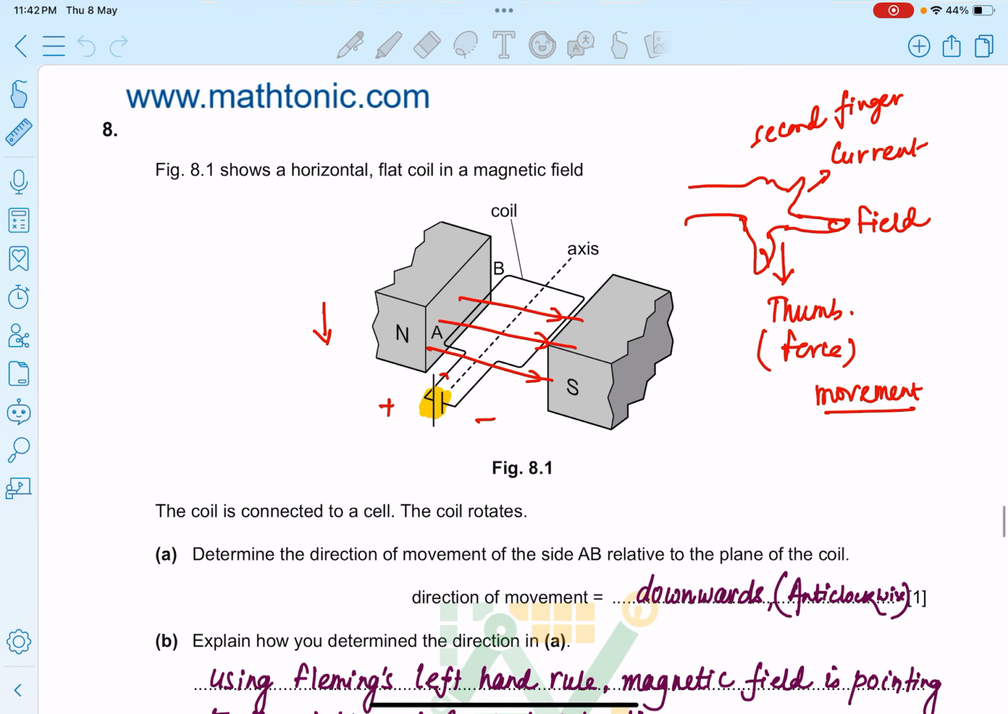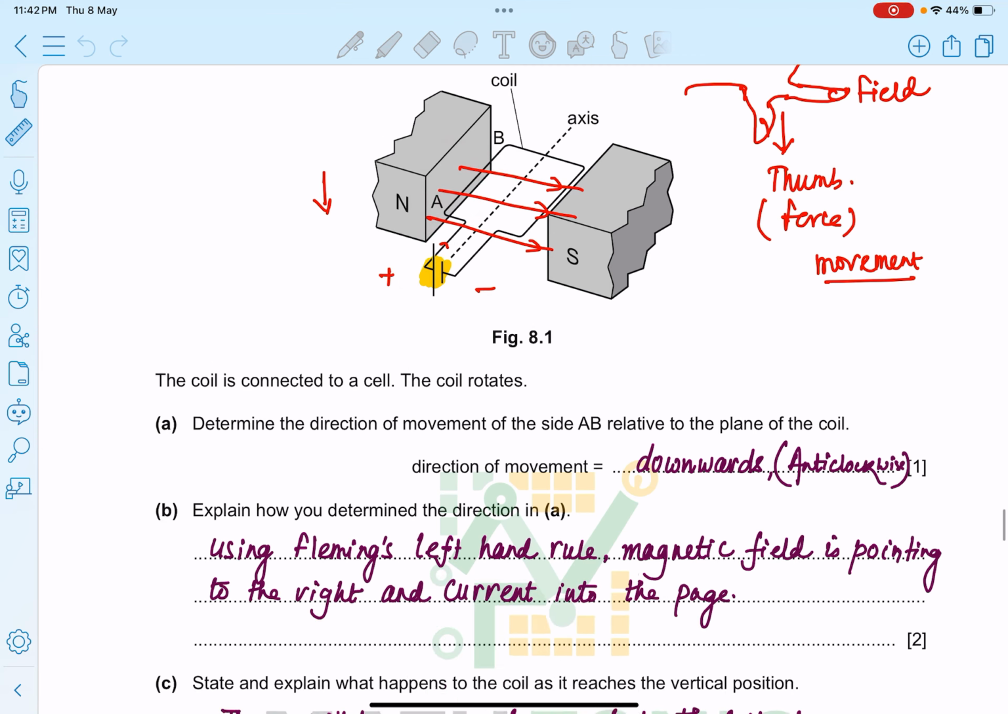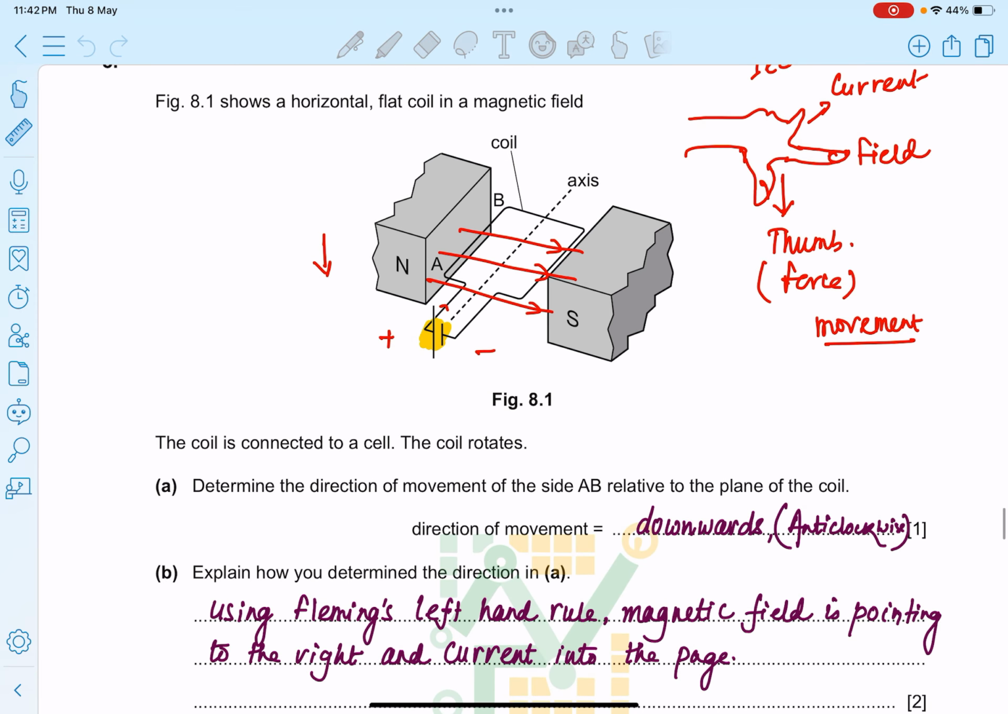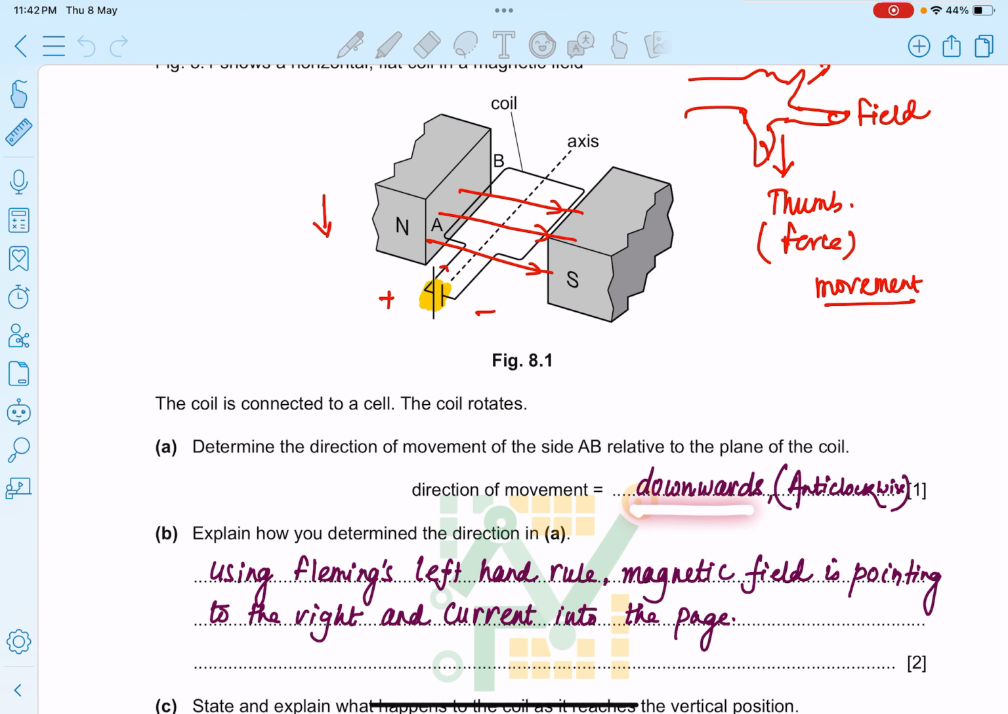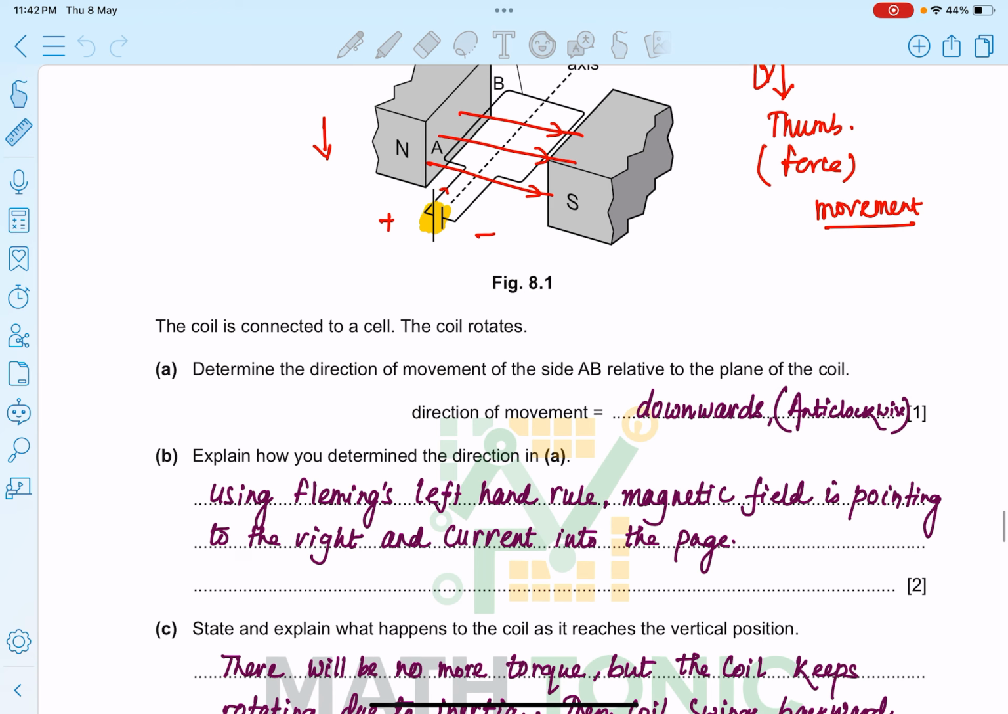Very simple, because if this is the battery plus and this is minus, the current will flow in this way, right? So this AB will go downwards. I've written here downwards, or we can say anti-clockwise. This is the movement. Explain how we determine the direction.